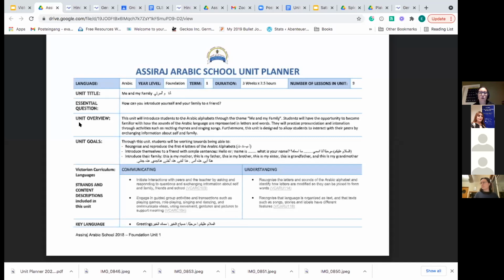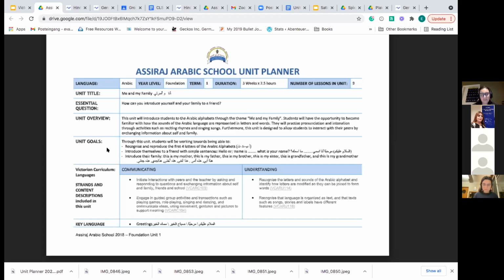Then you have a unit overview. In this unit overview, you explain why you chose this topic and what you want to achieve. So this unit will introduce students to the Arabic alphabet through the theme, me and my family. Students will have the opportunity to become familiar with how the sounds of the Arabic language are represented in letters and words, and so on. So you lay down what your unit of work is about and how you will achieve that.